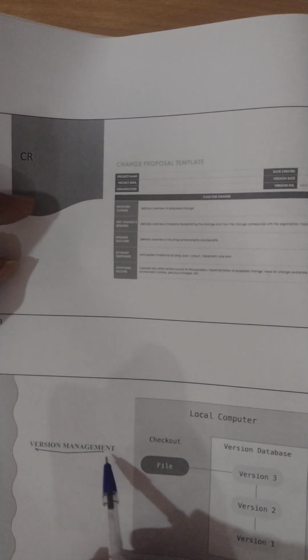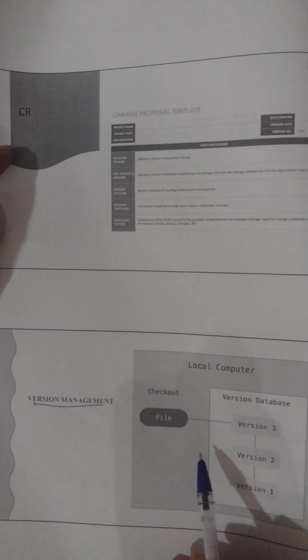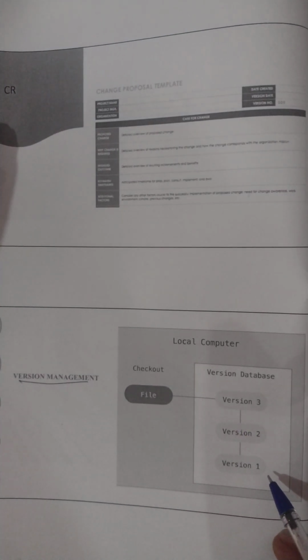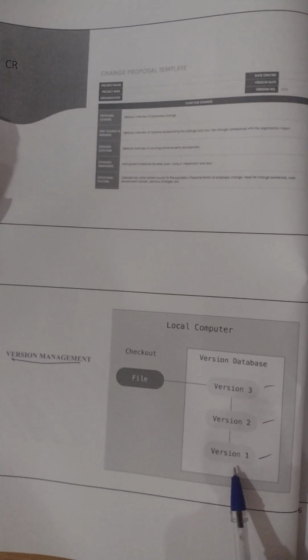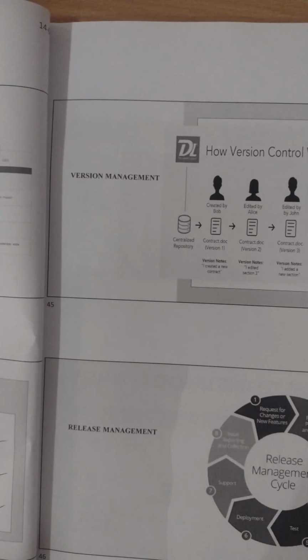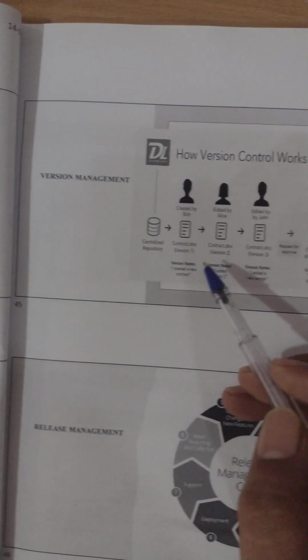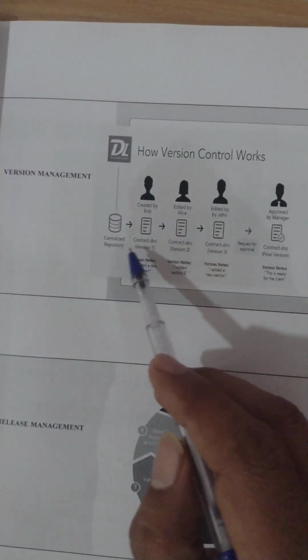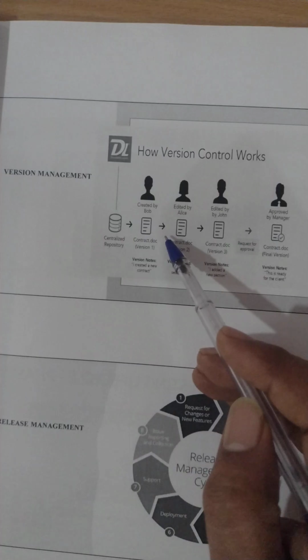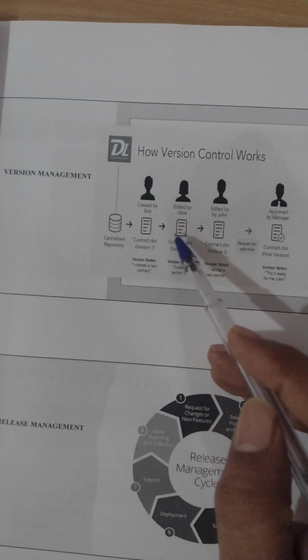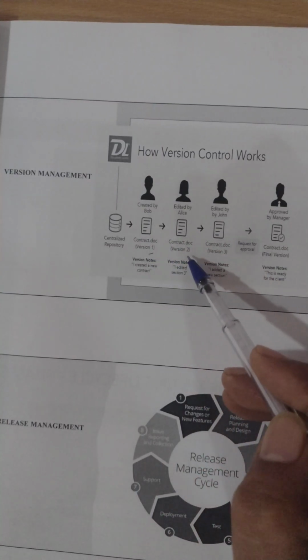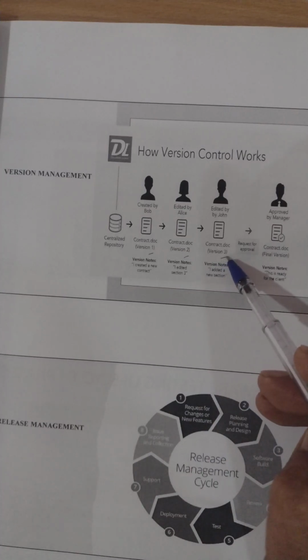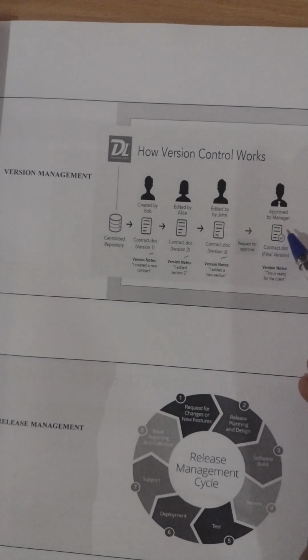This is another diagram of version management, where files are checked out, and then we manage version 1, version 2, version 3. So for every change a new version of that particular artifact is created. Then in version management, how it works is we have a centralized repository, we create a document, and it is edited by someone. So you can see here it changed from version 1 to version 2, then again one person changed it to version 3, and then it is approved. This would be the final version.